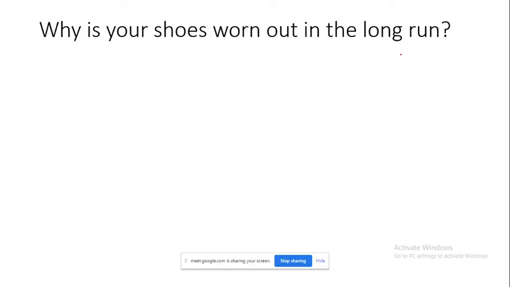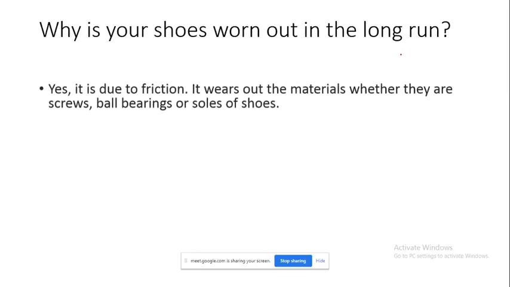Why is friction acting? Friction is a force which is opposing motion. When you are walking, there is a motion, and there is a force opposing this motion that acts between your shoe sole, the bottom part of the shoe, and the road. That force is friction, and after a long run, when you are walking and walking, your shoes tear out because of friction. Correct, Pranati, it is due to friction.